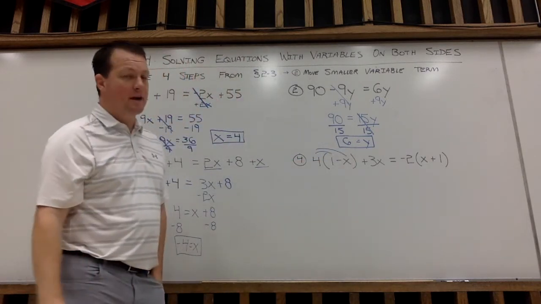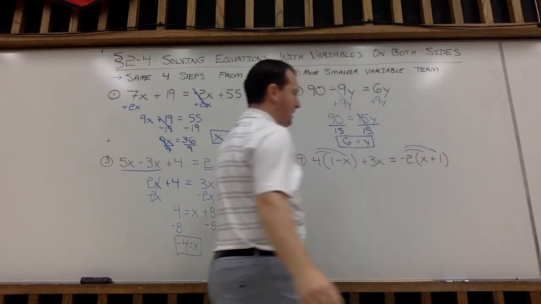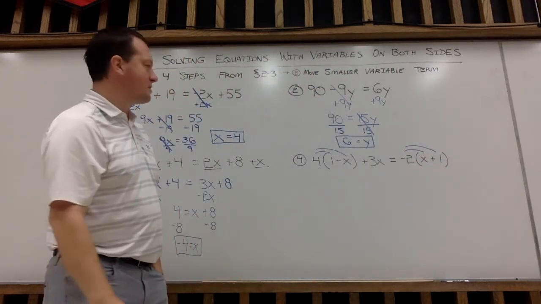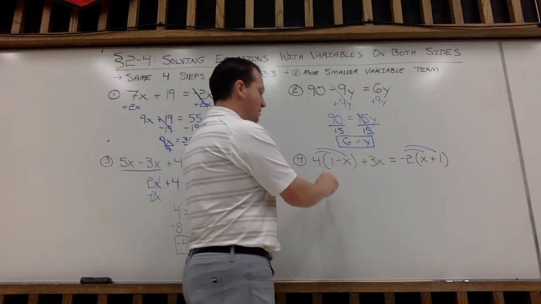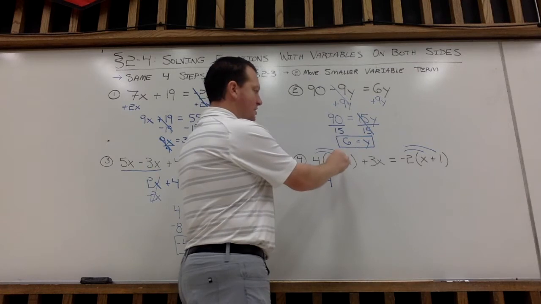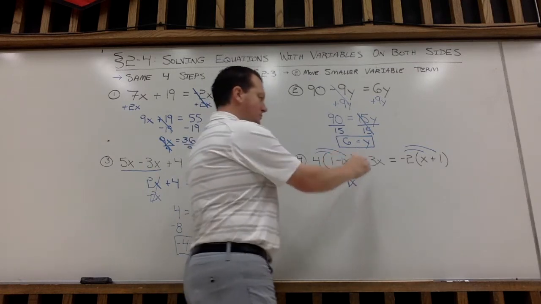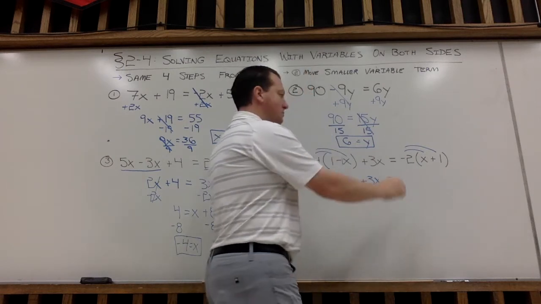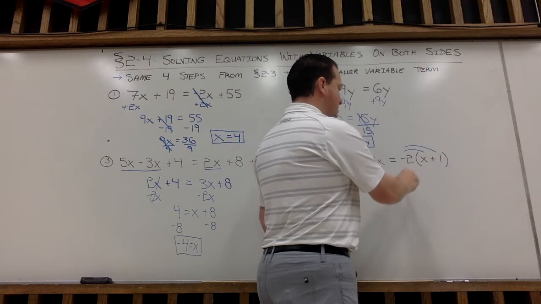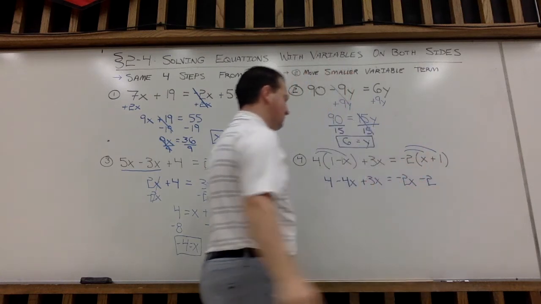Example 4, I've got a distributive property to take care of on both the left and the right side of the equation. So I'm going to multiply my 4 outside in. 4 times 1 is 4. 4 times negative 1x is negative 4x plus 3x will equal negative 2 times x, negative 2x, negative 2 times 1, negative 2.